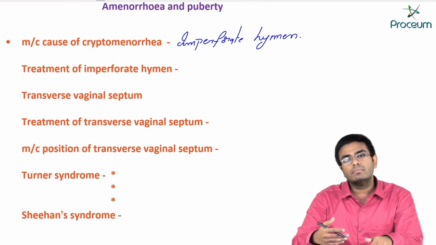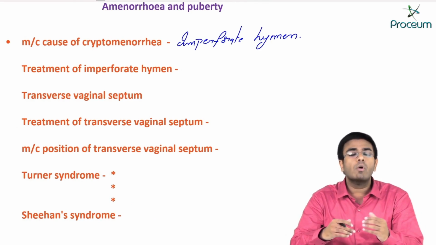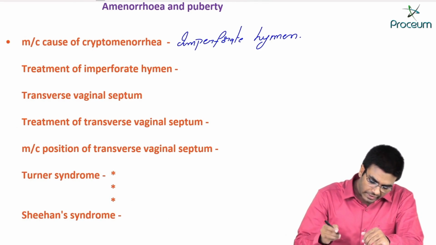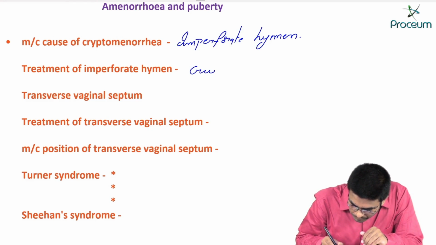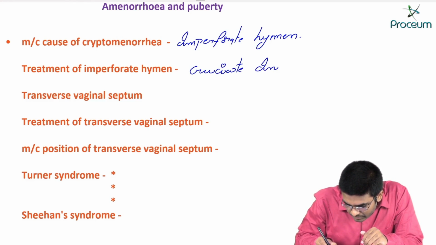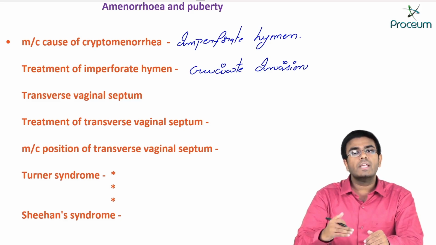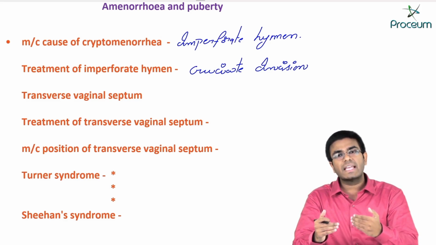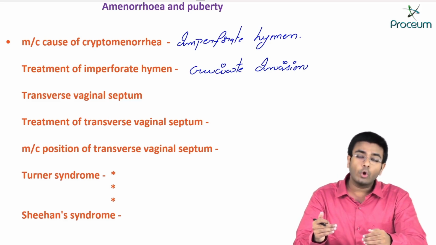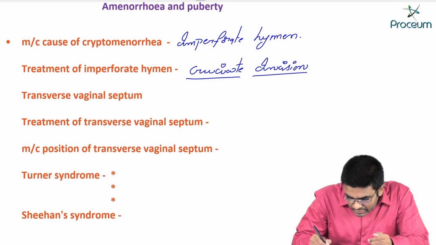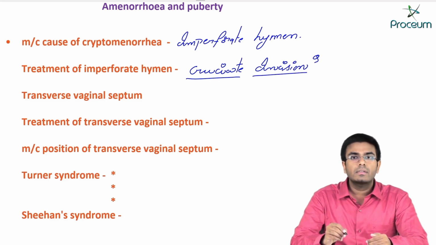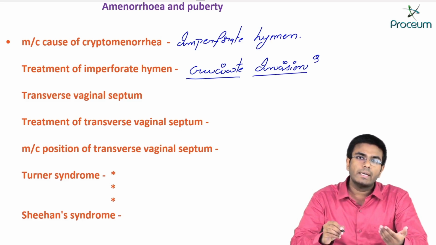Now this female is having this cryptomenorrhea, so how are we going to treat this condition? The treatment of imperforate hymen is cruciate incision. So we are going to give an incision so that the menses, whatever is happening, will come out. Okay, they are no longer hidden. So cruciate incision, a very important MCQ, is the treatment given for the imperforate hymen.